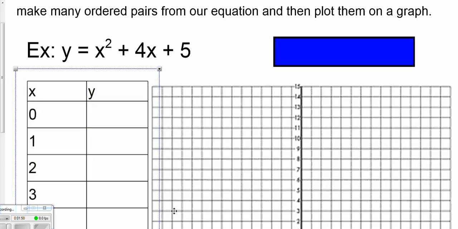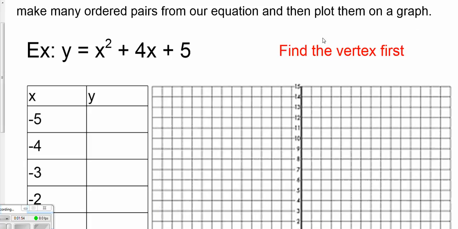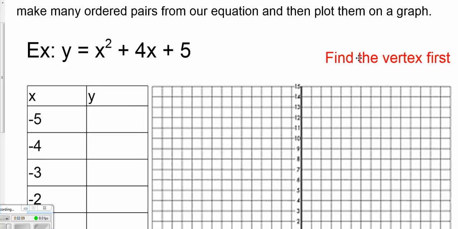So I'm going to get rid of it. And I'm going to let you know the first thing you need to do is find your vertex. Once you find your vertex, you can center your table around that vertex. You saw before as we were trying out random numbers, that didn't necessarily help us. But if you find your vertex first and center it, then we can use that as part of our table.